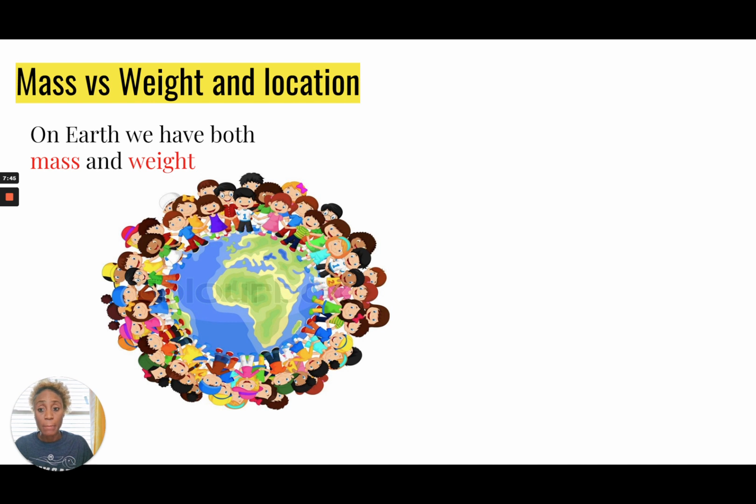Also, I want you to remember, mass and weight are directly proportional to each other, which means that the more mass you have, the more weight a person will have, right? So the more mass, the more weight. Just think of it that if something has more mass, the heavier it is, then the more weight it will have, basically. All right, so that's on Earth.